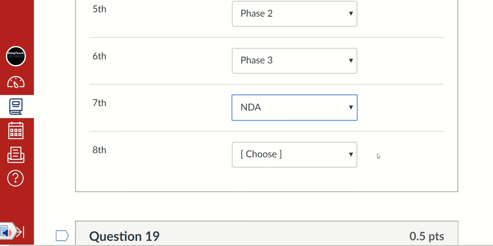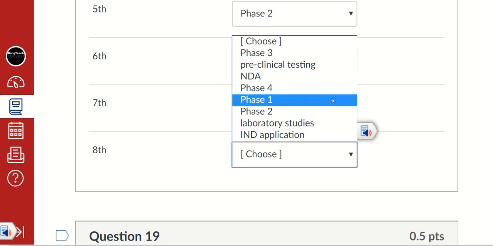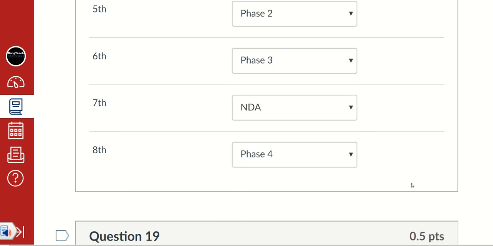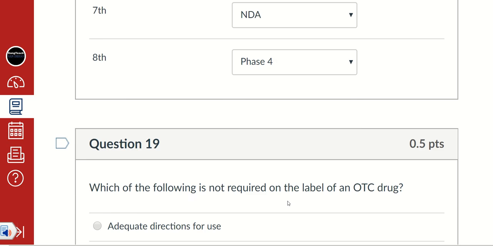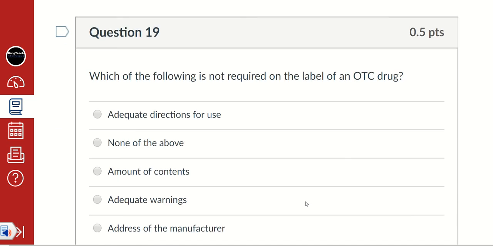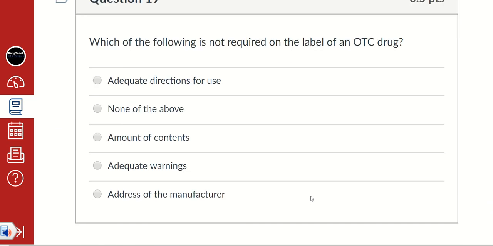And another name for Phase 4 is continued market surveillance. So that's the tricky one. Phase 4 is after the drug has been approved. Which of the following is not required on the label of an OTC product?